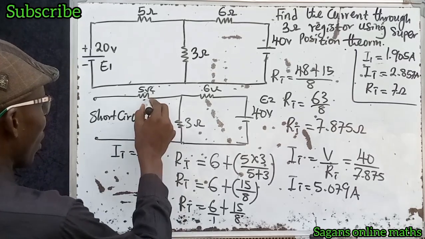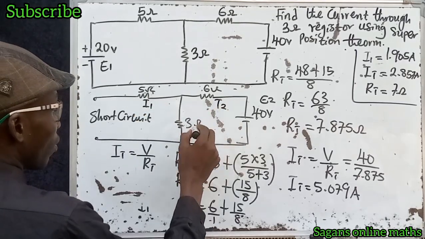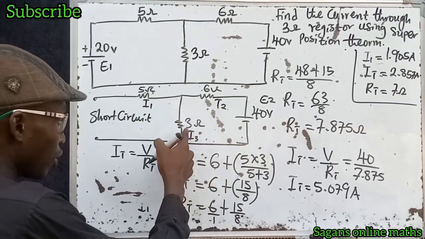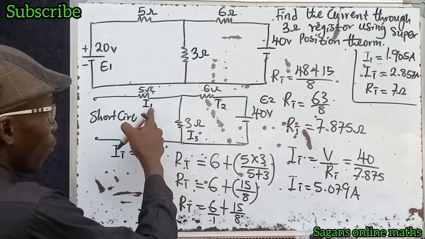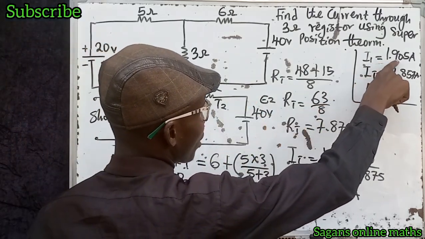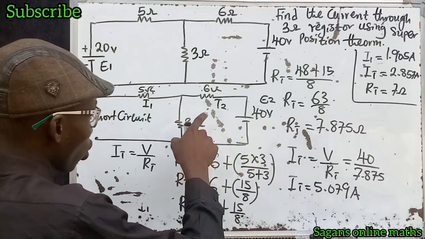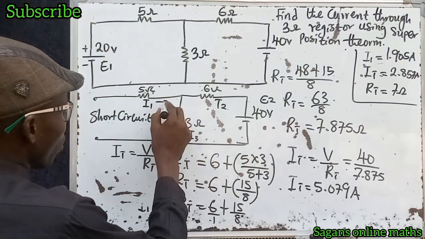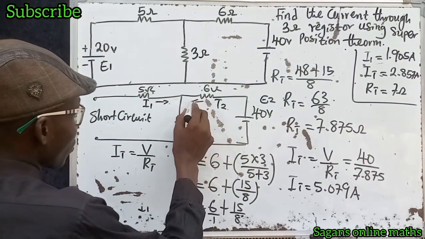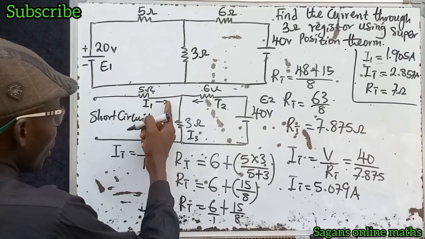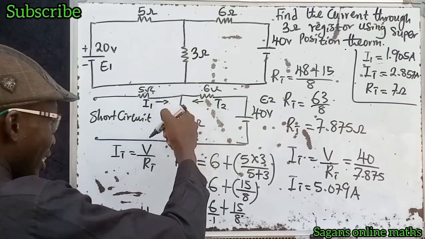Don't forget that this is I1, this is our I2, and this is our I3. But we are looking for the current that is flowing here. We know the current I1 is 1.905 amps, but we don't know the current I2. Remember that this current is going this way, right? Now, if you know the current going in this direction and the current going in this direction, you know the current that is entering here.